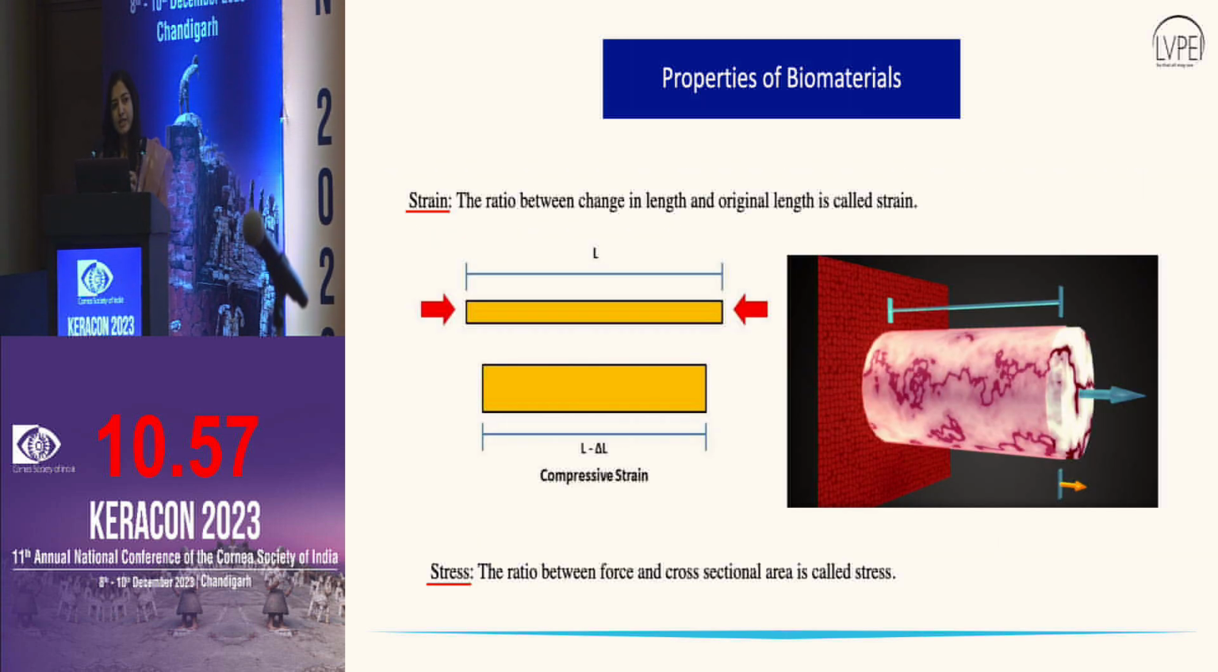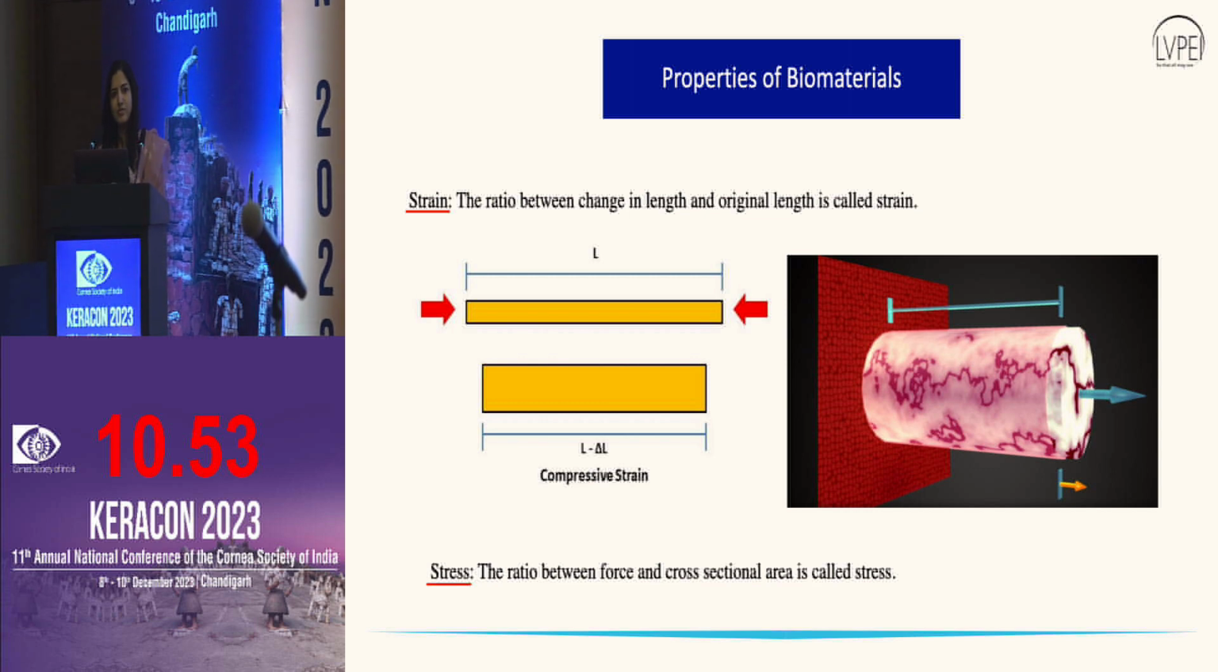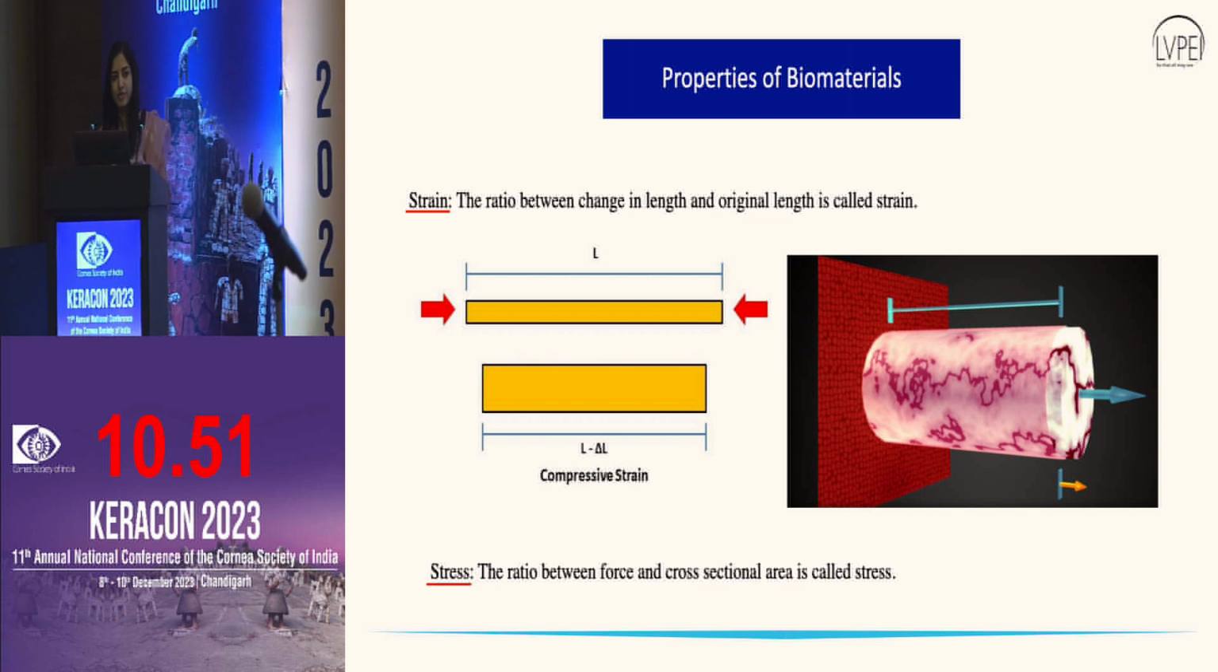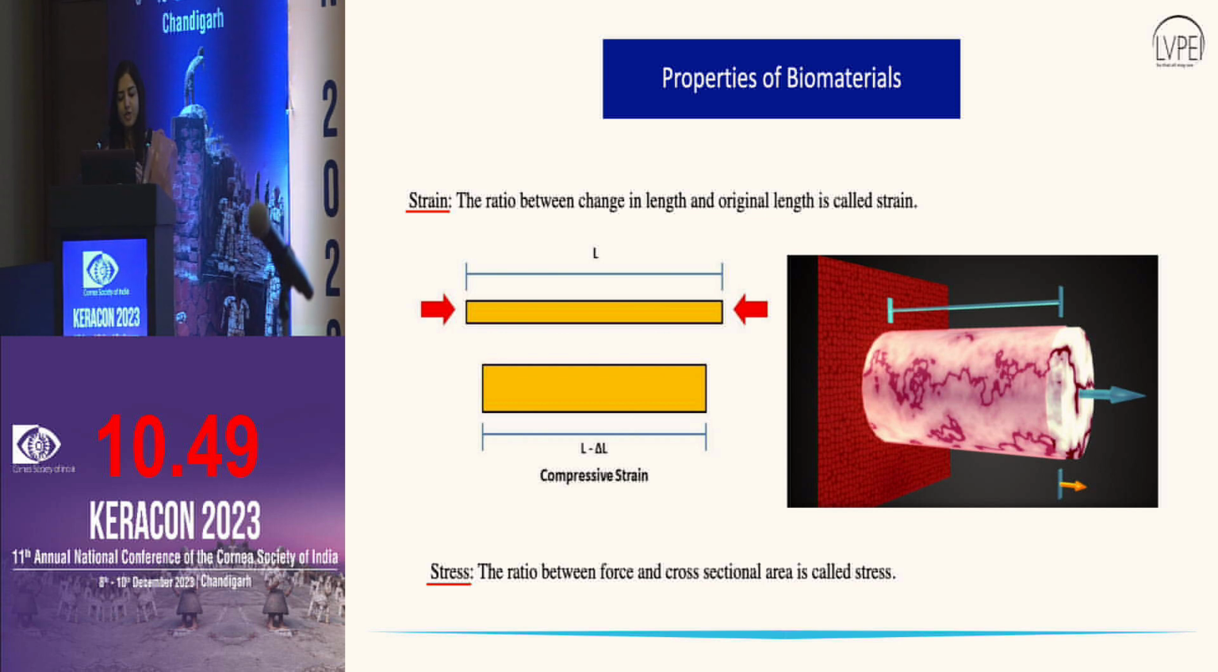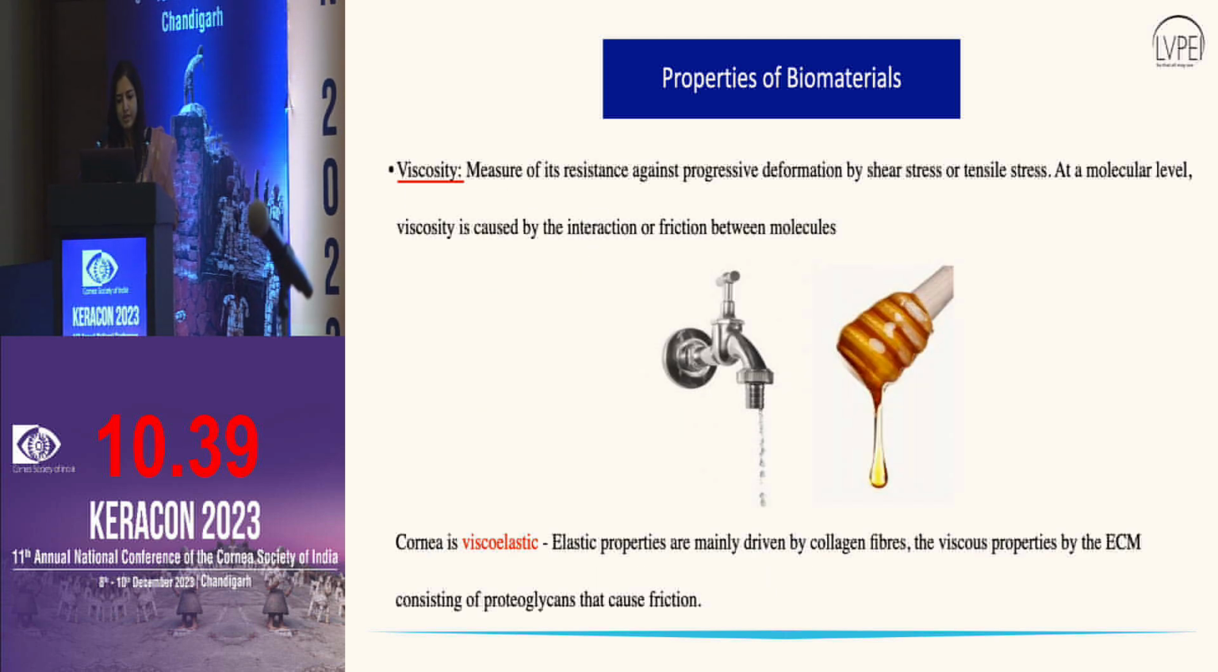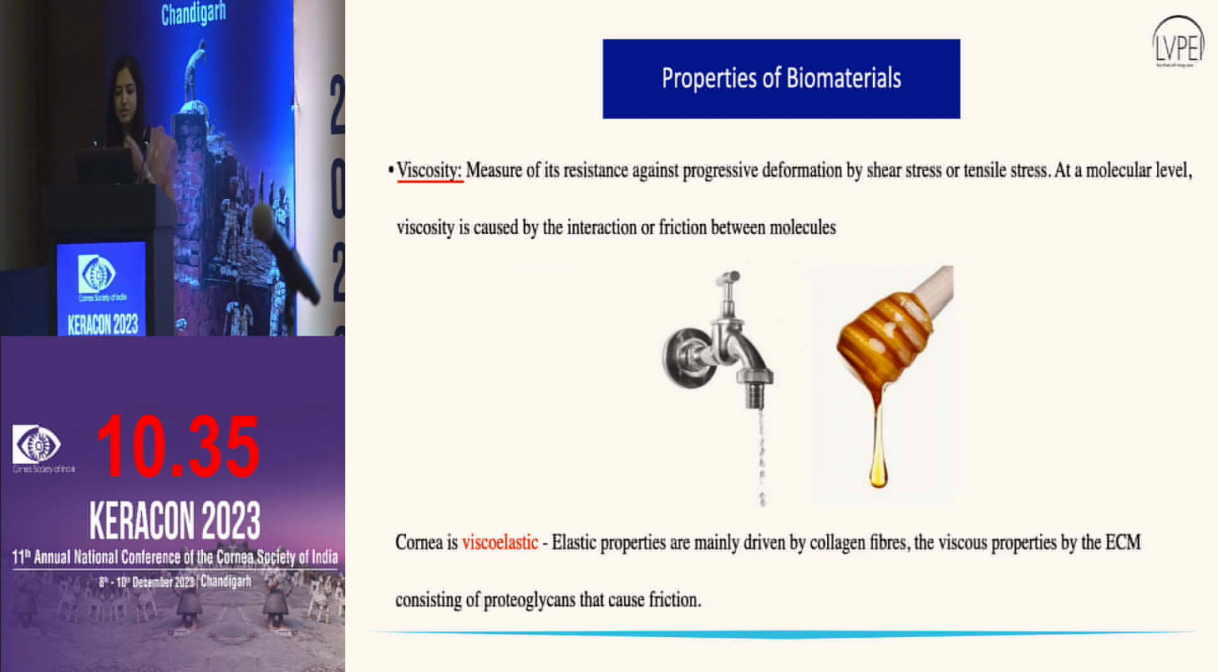Strain is actually the measurement of the deformation which is happening, so the change in the length as compared to the original length is called the strain, and the force required to achieve this strain is called the stress. So these are the basic things which determine how the corneal viscoelastic properties are determined. Viscosity again is the measure of the resistance against the progressive deformation by the shear stress and the tensile stress. So cornea is a viscoelastic substance.